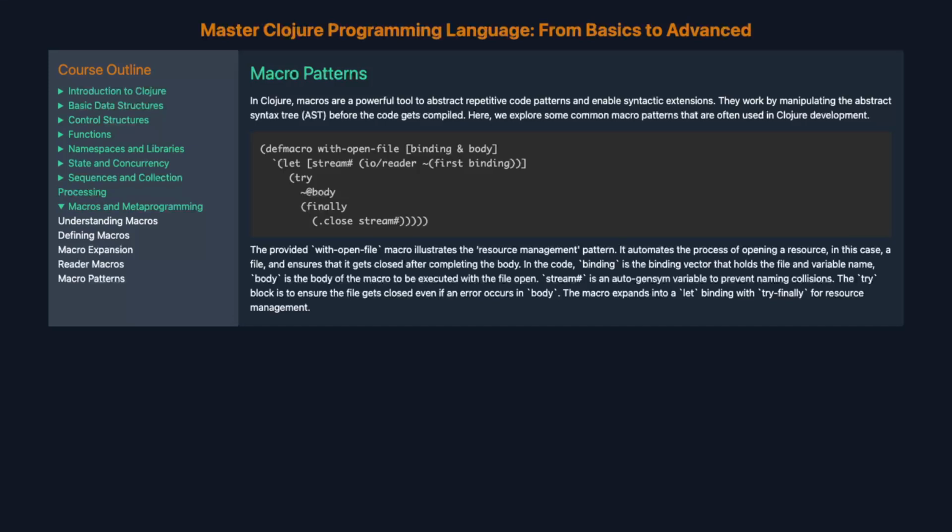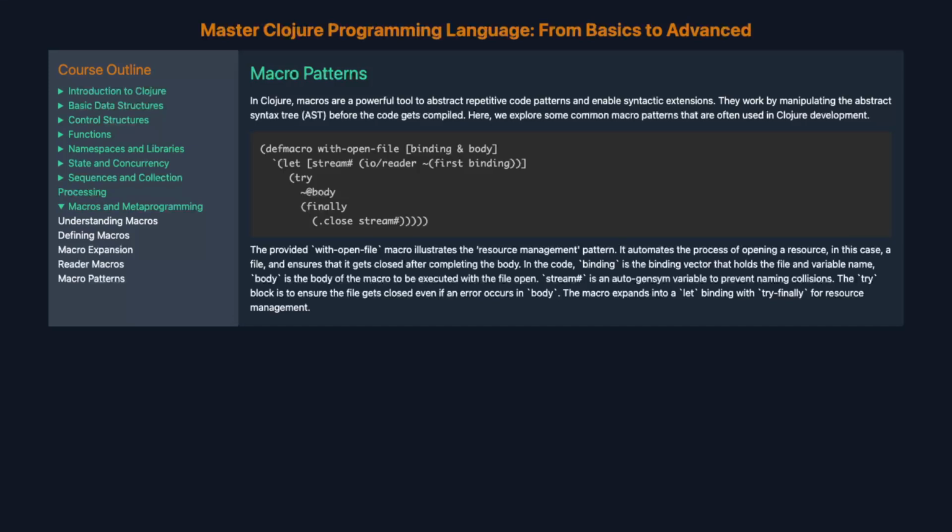The provided with-open-file macro illustrates the resource management pattern. It automates the process of opening a resource, in this case, a file, and ensures that it gets closed after completing the body. In the code, binding is the binding vector that holds the file and variable name. Body is the body of the macro to be executed with the file open.